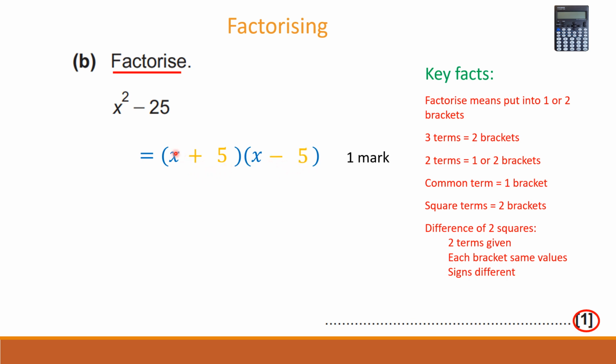So when I expand this, I've got x times x gives me the x squared. x times minus 5 gives me minus 5x. 5 times x gives me plus 5x. Plus 5x take away 5x is 0. Then I've got 5 times negative 5, which gives me the negative 25. So if I expanded this term, I end up with this expression here.